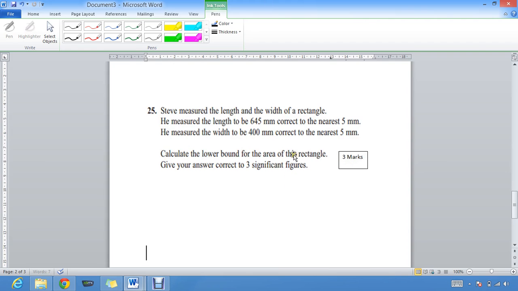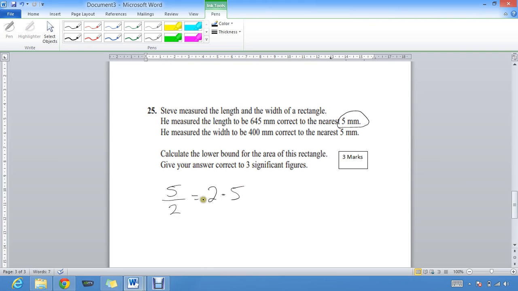Now for a 3 mark question, this is slightly more difficult, plus it comes towards the end of the paper. We've got Steve measures the length and the width of a rectangle. He measures the length to be 645 millimeters. Correct to the nearest 5 millimeters. So therefore, first thing you need to do is 5 divided by 2, which will be 2.5. So that's what I like to call a margin of error. It can be 2.5 millimeters down or 2.5 millimeters up.